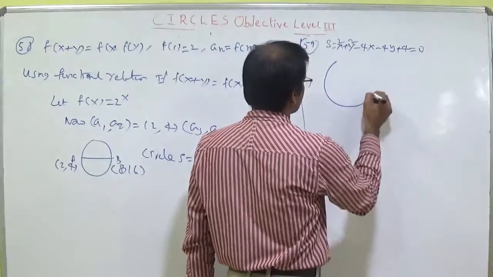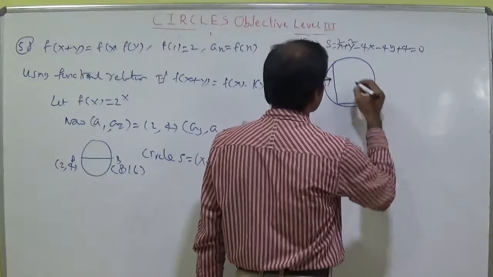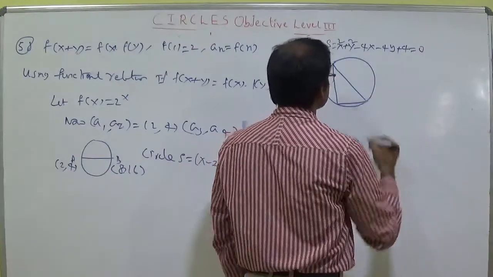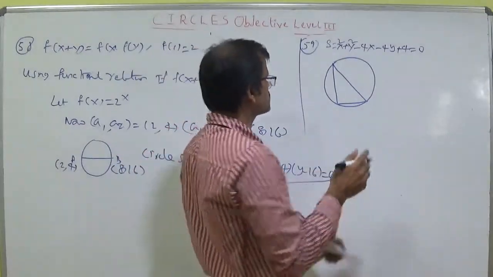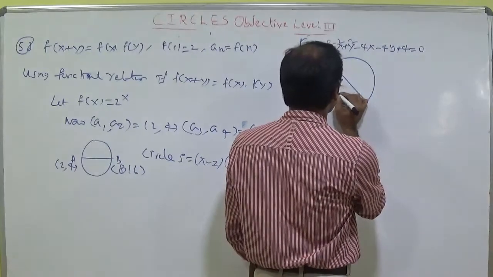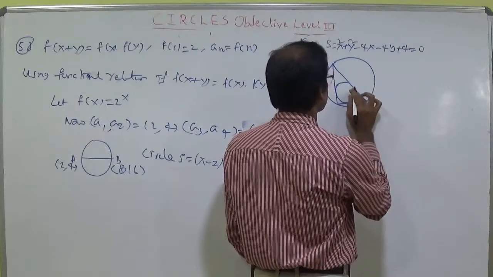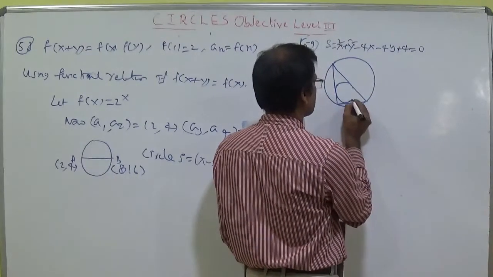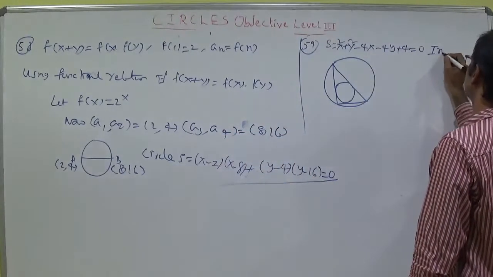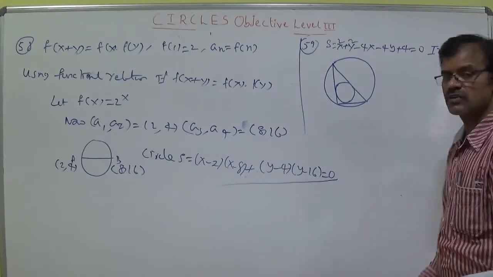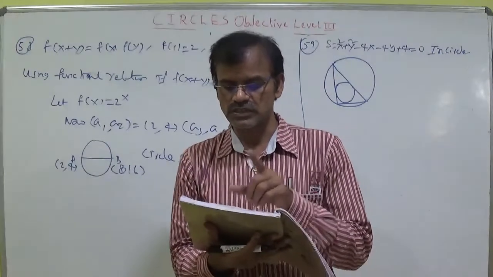So, two circles are there. One is the circumcircle and one is the incircle. Because he is discussing the circle, this is the smallest circle, that is the incircle. This is the incircle of the triangle which is touching both axes. The circle x square plus y square minus 4x minus 4y plus 4 equal to 0 is the incircle.